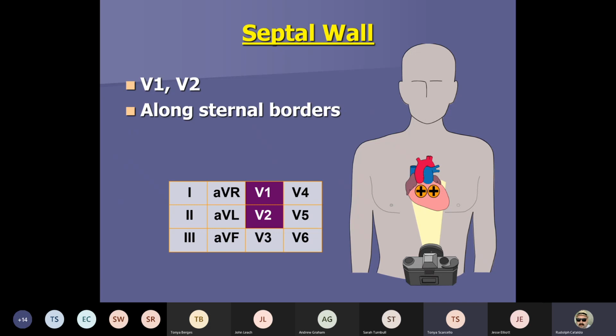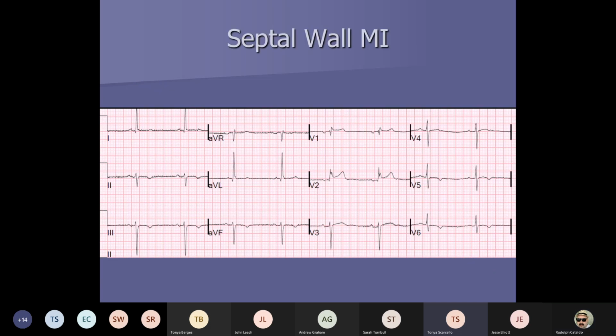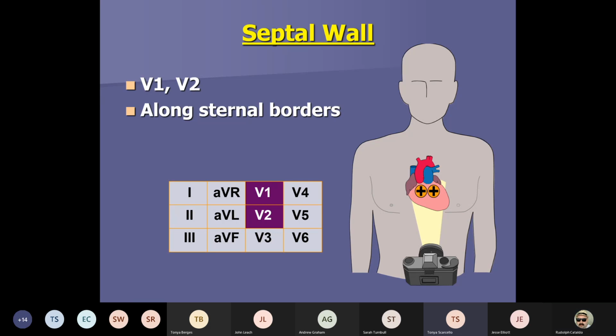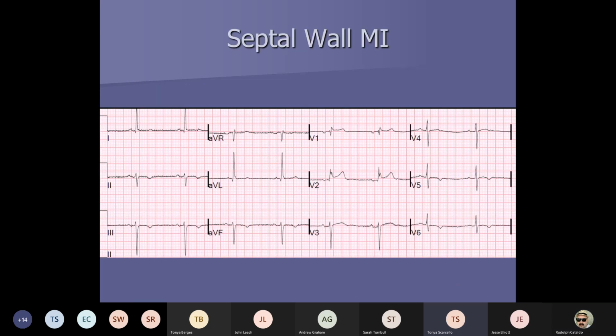Okay, the wall looks at V1 and V2. Start in lead 1, work our way down. You have elevation in V1 and V2. Slight in 1, but V2 you have a little bit more. Yeah, I completely agree with that. Slight in 1, but V2, absolutely. So elevation here, elevation here. Do we have depression anywhere?